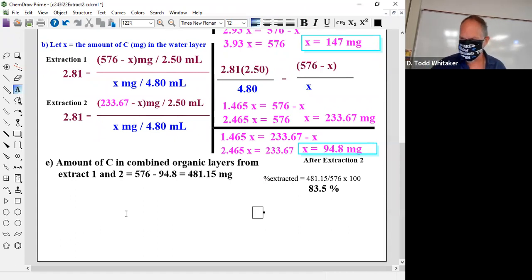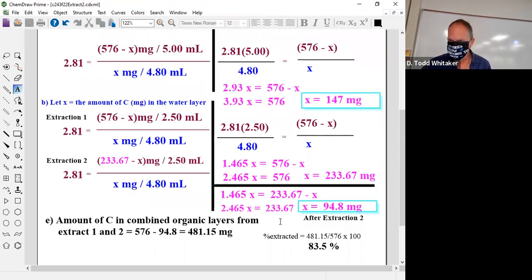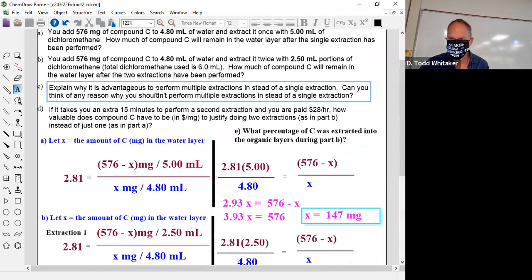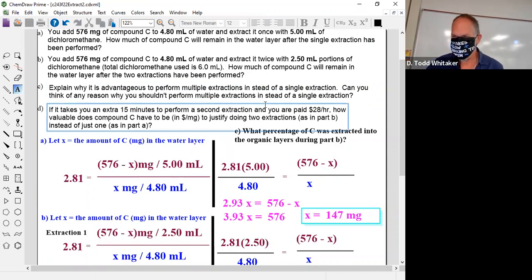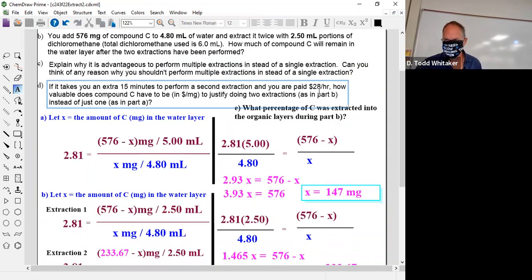And then we can get into C. And C just asks us, oh, here we go again. C asks us, explain why it is advantageous to perform multiple extractions instead of a single extraction. Can you think of any reason why you shouldn't perform multiple extractions instead of a single extraction?